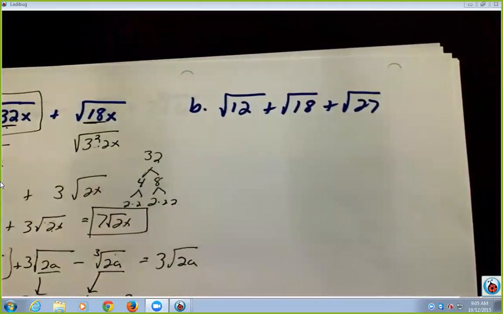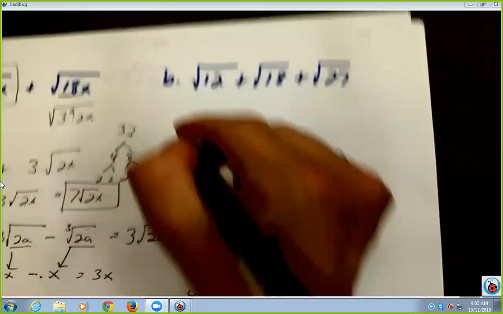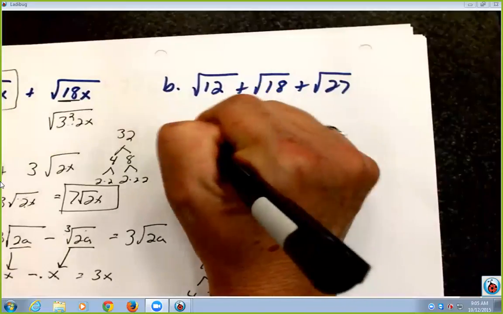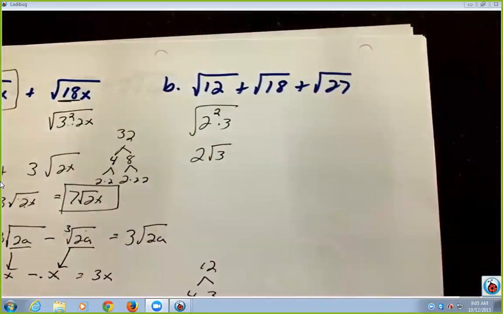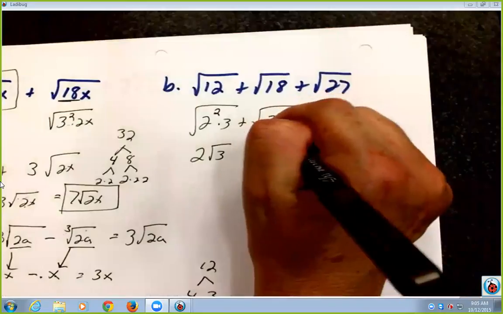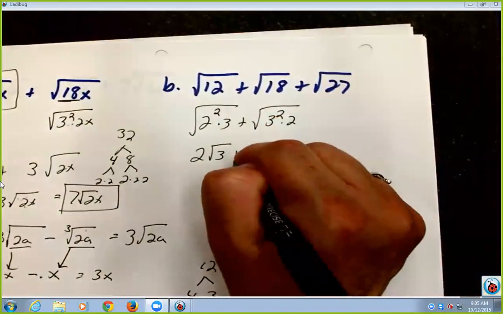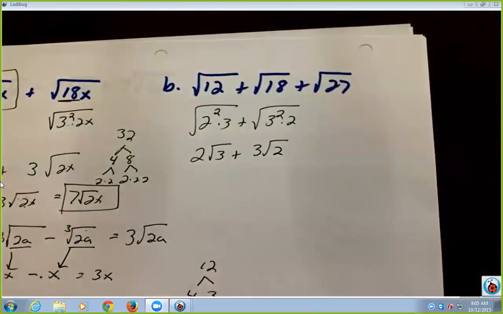What happens to 12? What does 12 break down to? So if we take 12 over here and break it to 4 times 3, 4 is 2 times 2. So 2 to the 2nd power times 3. The square root of that pulls out a 2, leaves 3. We just did 18 over here, and 18 was 3 squared times 2. Means I can pull out a 3, leaving a 2. Are we good there? Pulling out a 2, leaving a 3, or leaving a 3 outside, leaving a 2 underneath.